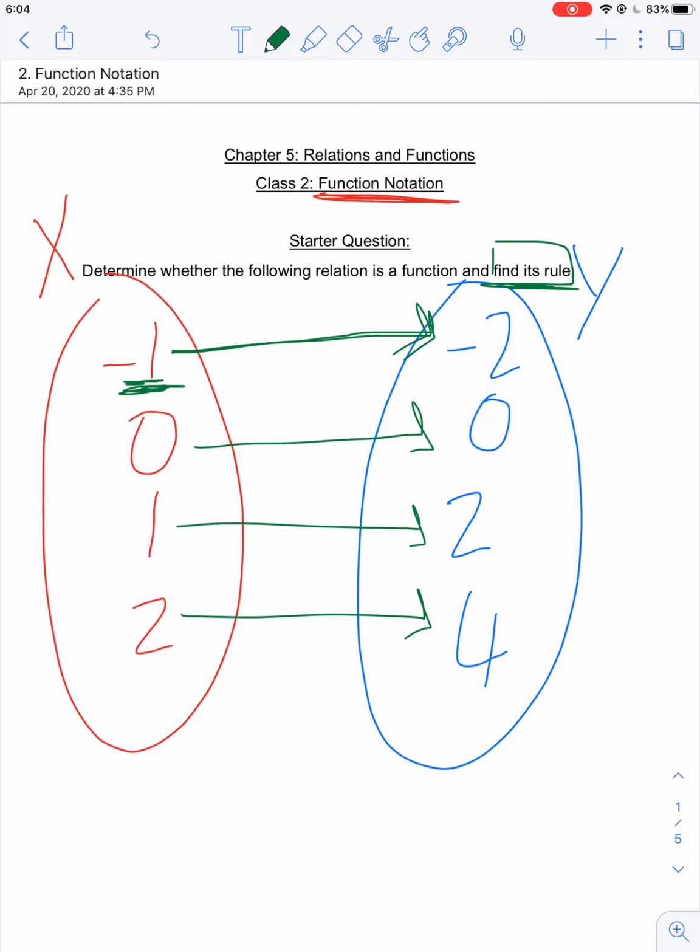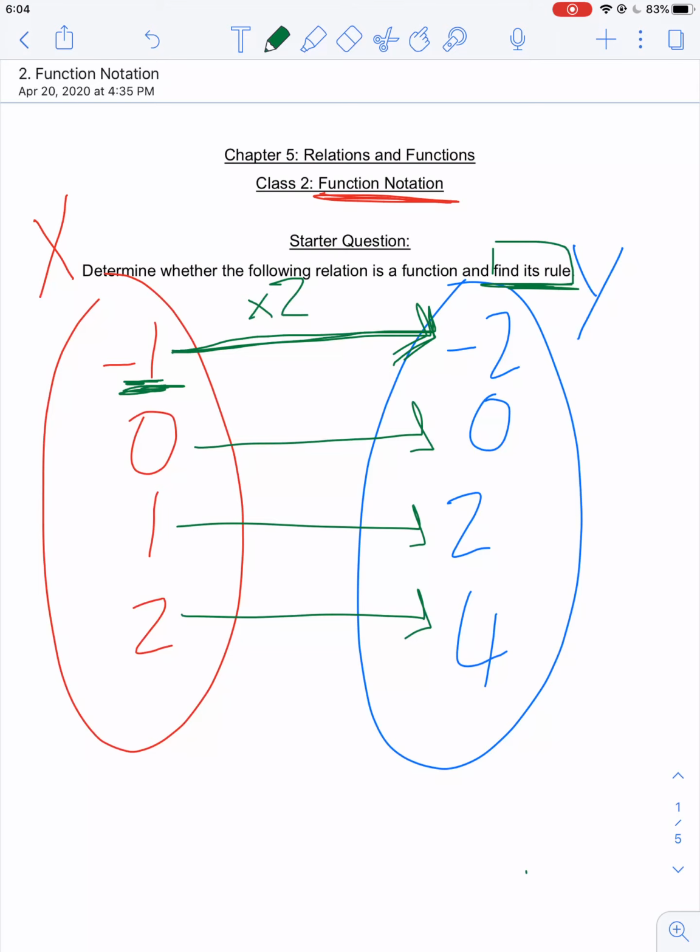And what is the rule then? First we know that it's a function, but what is the rule of the function? What happens to my x value? What do you need to do to your x value to get the y value? And if you think about it a little bit, you'll see that each value gets multiplied by 2, right? So minus 1 times 2 is minus 2, 0 times 2 is 0, 1 times 2 is 2, and 2 times 2 is 4. Okay, so that's the rule.